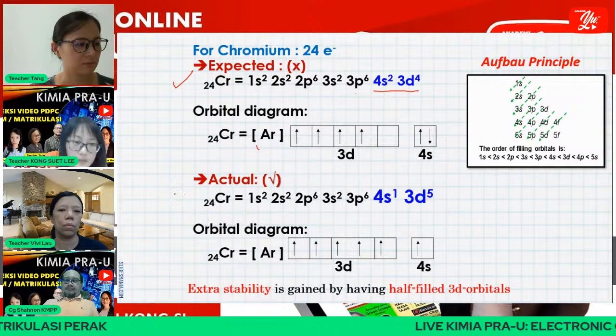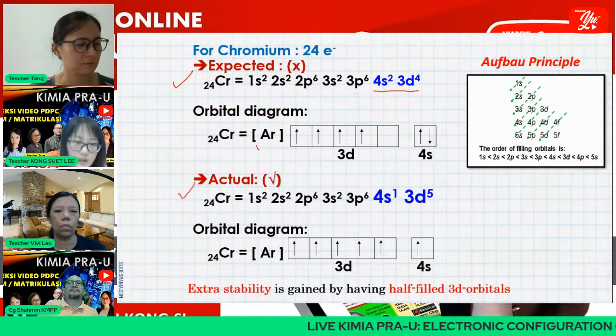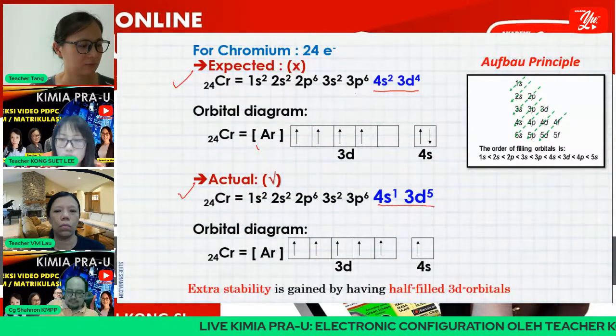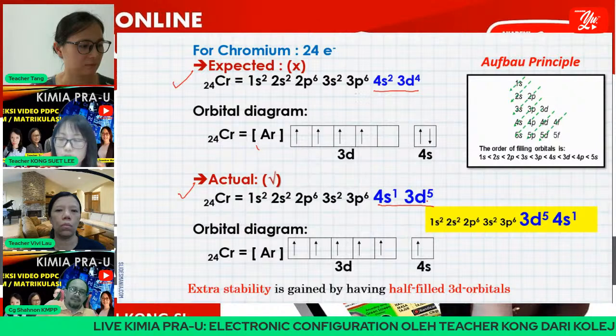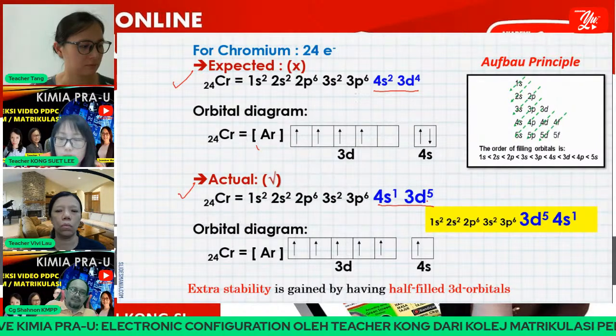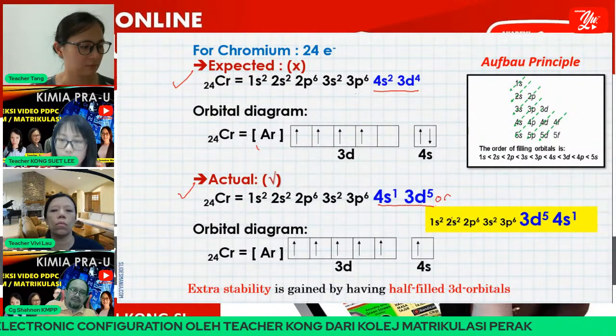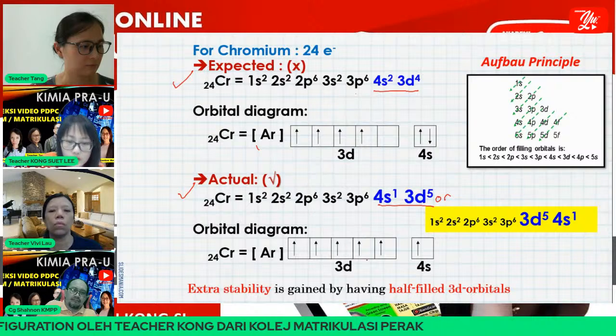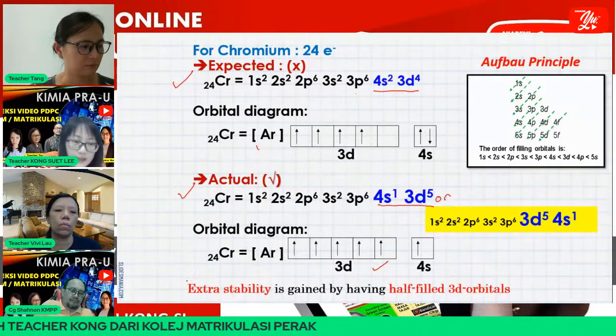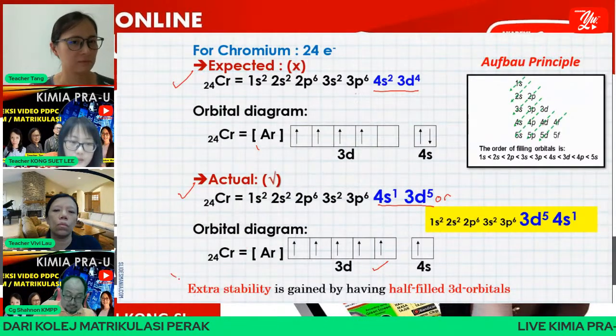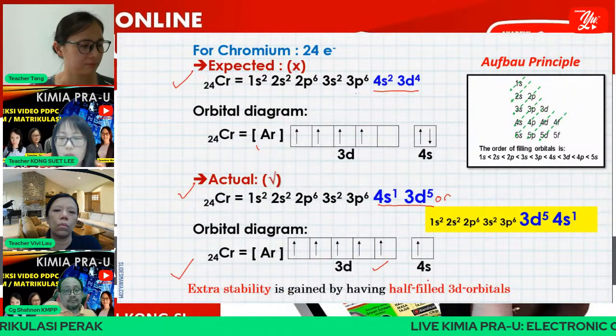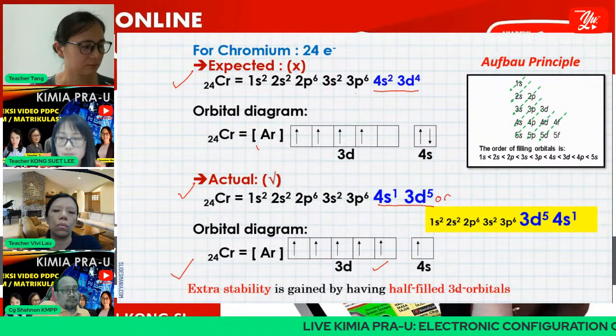But next, you have to tell the examiner the actual one, which is 4s1, 3d5. Or you can arrange according to n value, 3d5, 4s1. Both are acceptable. Or represent it by the orbital diagram. And then the third point, you have to explain why: because extra stability is gained by having the half-filled 3d orbital.